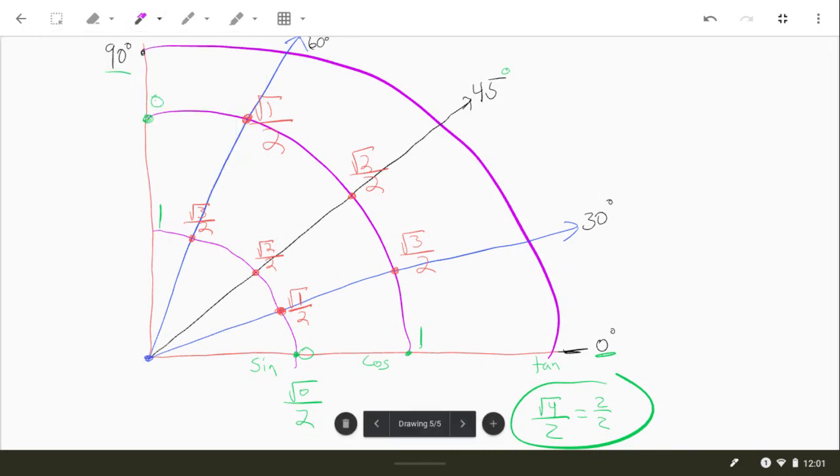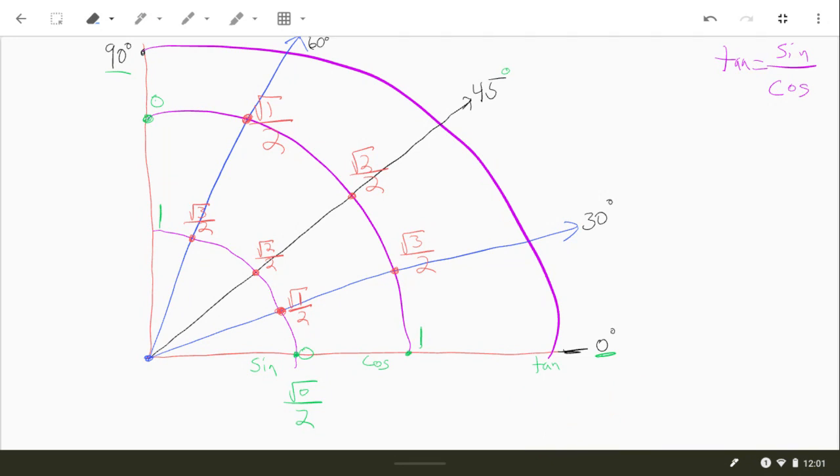Let's go ahead and do tangent while we're here. For tangent, I'm just going to take whatever the answers for sine and cosine are and take the ratio of those. I'm going to divide them. So let's look at tangent of 0. Sine of 0 was 0. Cosine of 0 was 1. So you get 0 over 1. So tangent of 0 is equal to 0.